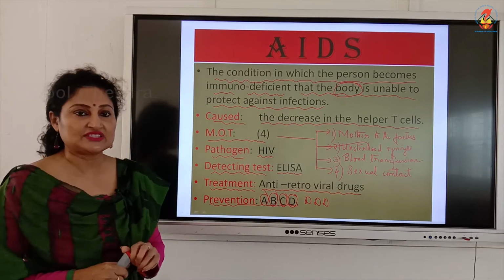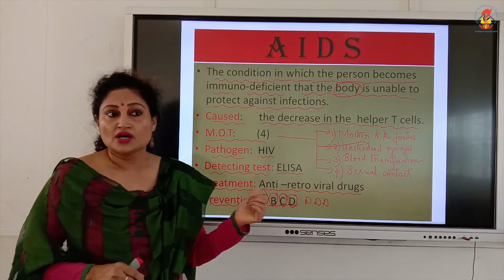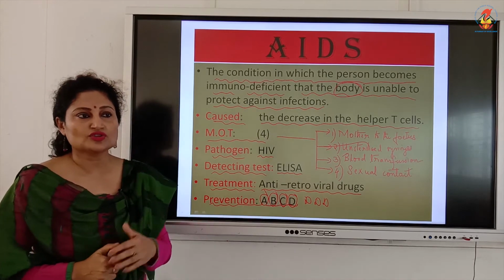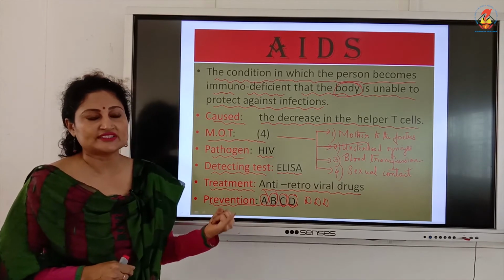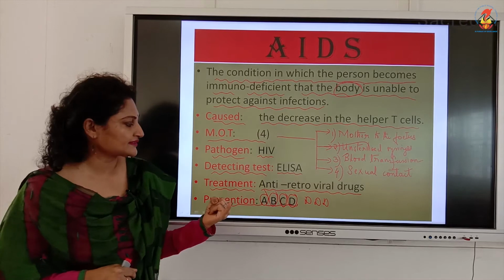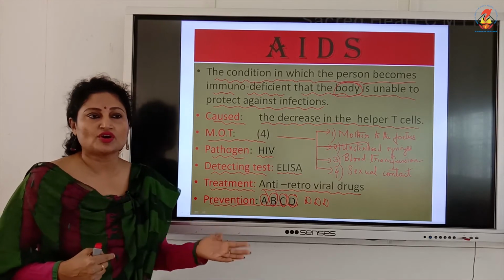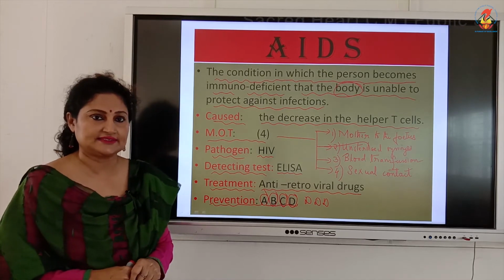And lastly, prevention, and here I wish to emphasize the adage: prevention is better than cure, so follow the ABCDs. A, avoid sex with multiple partners or unknown partners. B, be faithful. C, use condoms. And D, if you are doubtful, go to the doctor and get yourself detected.